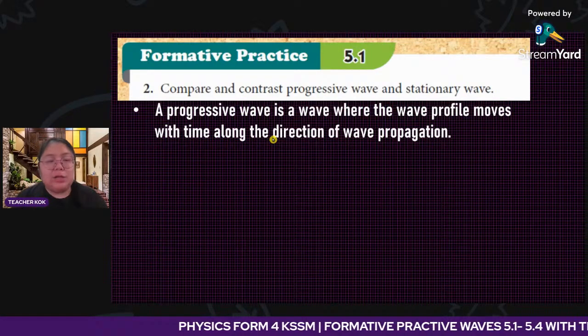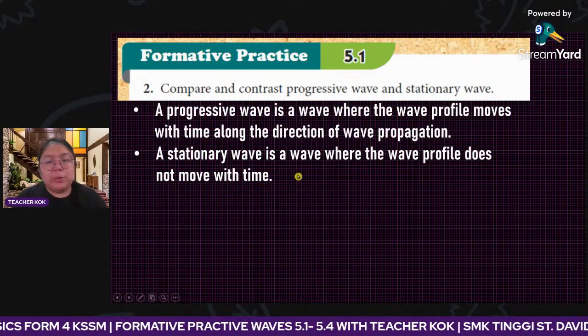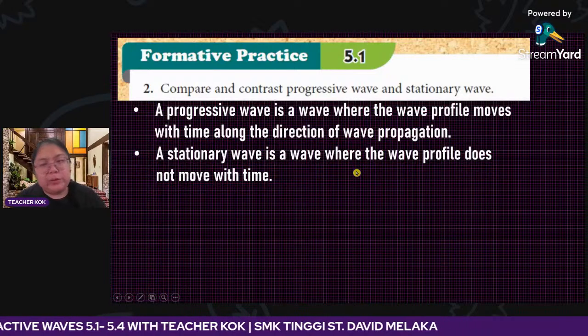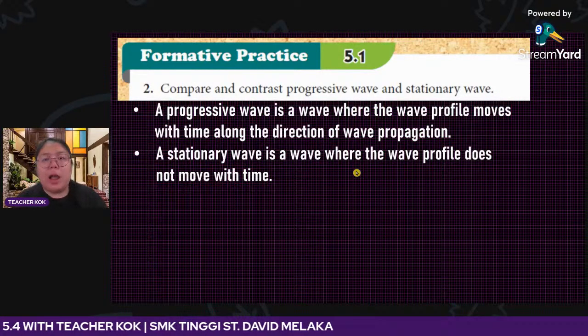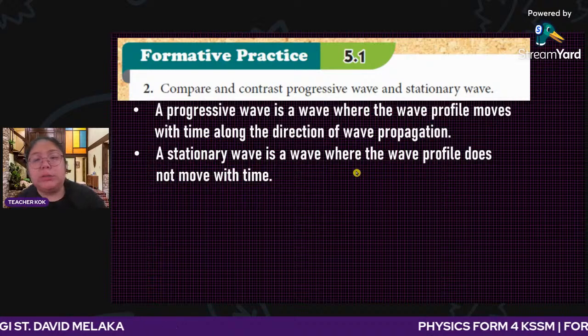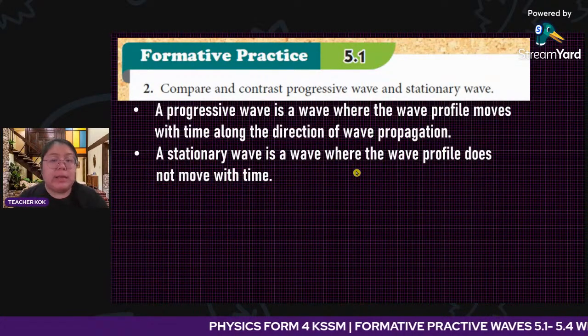If I say stationary wave, it means the wave stops. A stationary wave is a wave where the wave profile does not move with time. So when the time passes, the wave finishes; there is no need to be continuous. This is how to differentiate between progressive and stationary waves.